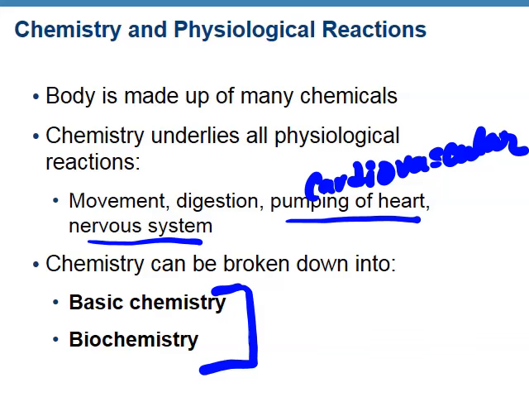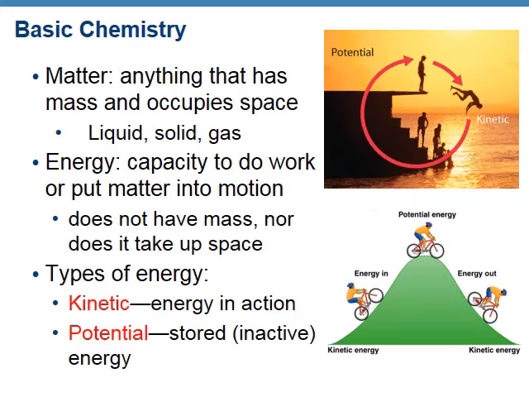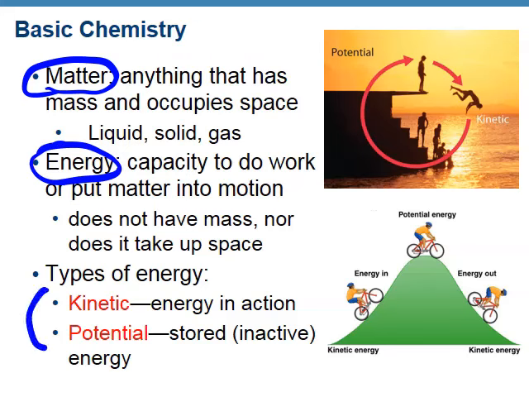So first let's look at basic chemistry. Basic chemistry starts with basic definitions. There's matter, there's energy, and then we're going to break it down into types of energy. So matter is anything that occupies space or has mass. So that would be a human. I have mass, the desk has mass, your textbook has mass, the car has mass.